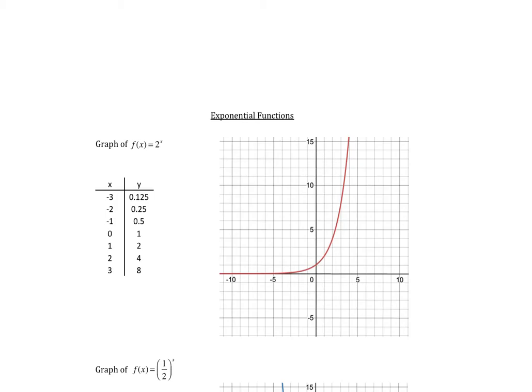Let's learn a little bit about exponential functions now. I want to contrast the idea of a polynomial, or more specifically, a monomial, and compare that to an exponential function. Now, these guys look similar, but they're quite different.